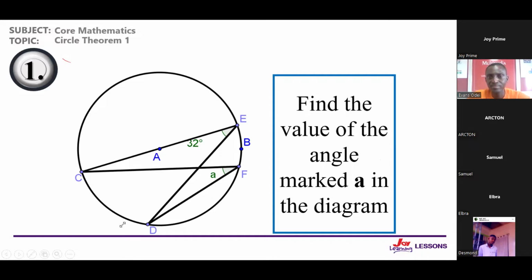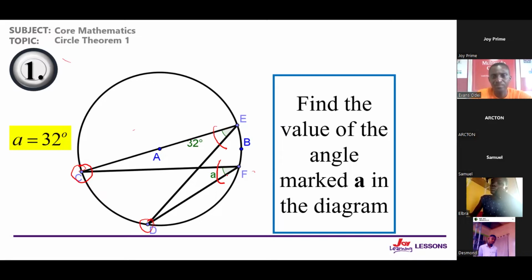All right. I'm sure you had the answer as 32. Beautiful. That's good. So it's 32 because you can see from here that from this point and that point, we subtend the angle at point A, and we subtend the angle also at point E, and the two angles are the same.